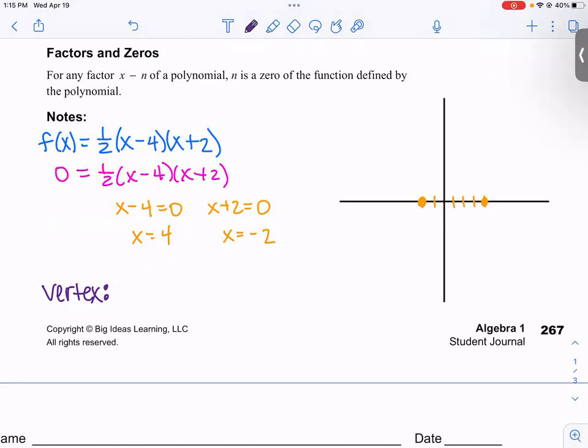Okay, so if we want to find the vertex, we know that our vertex is halfway between these two x-intercepts. So how do we figure that out? It's in the middle. It's at 1. Okay, how did you get 1? How do you find the middle? You count until you find the middle. Okay, but what if it's not an integer? Then how do I find the middle?